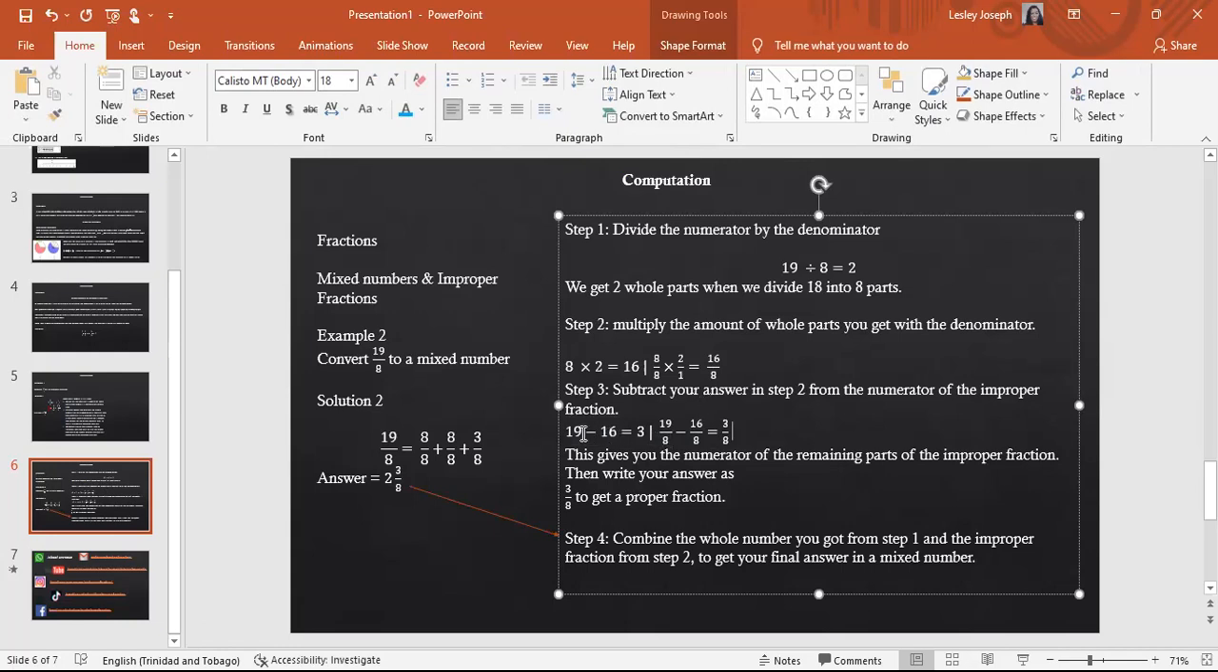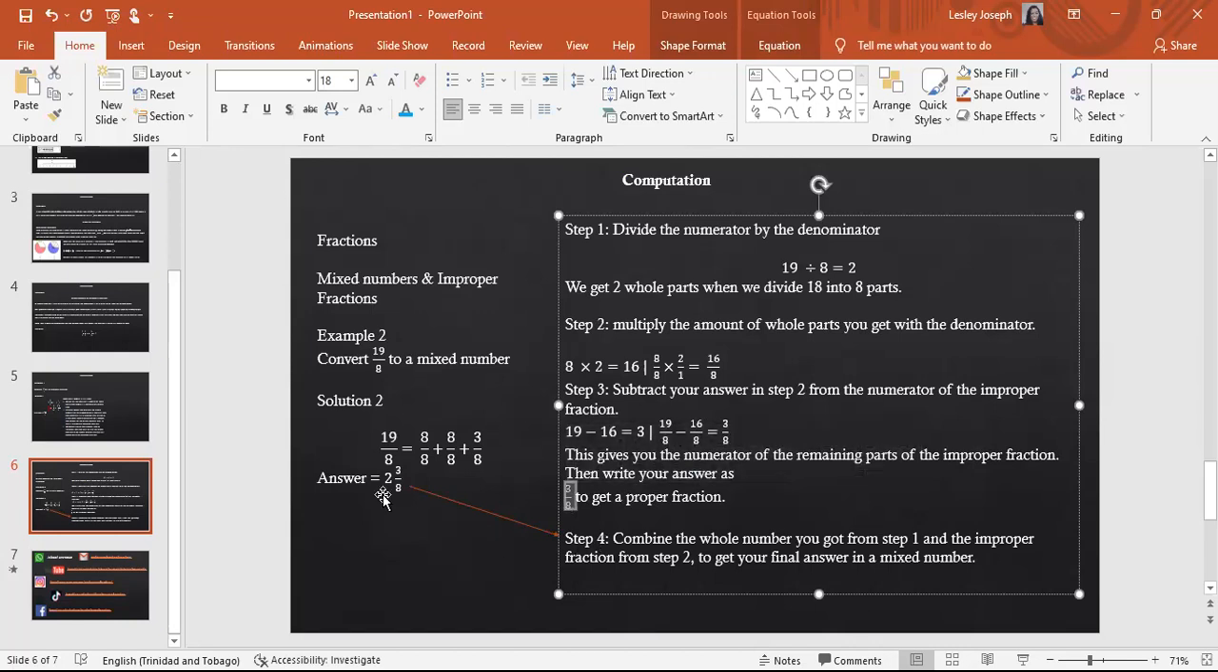So yes, we can represent it two ways. We can represent it as fractions, or we can represent it as whole numbers. The 8 denominator is understood when we represent it, so I wanted to show you both ways. So this now becomes 19 over 8 subtract 16 over 8, which gives you 3 over 8. Now, this gives you the numerator of the remaining part of the improper fraction, and that's how we get this fraction.